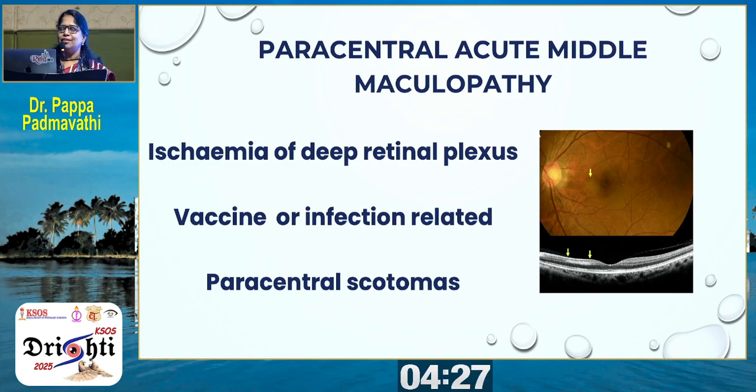It is actually the hypercoagulability which causes ischemia of small vessels, that is the deep retinal plexus. So what you can see is a paracentral area of hyper-reflectivity of the inner layers of the retina, and it can cause paracentral scotomas. Patient will have scotomas. It can be vaccine or infection related.